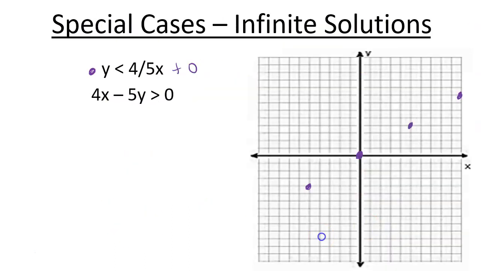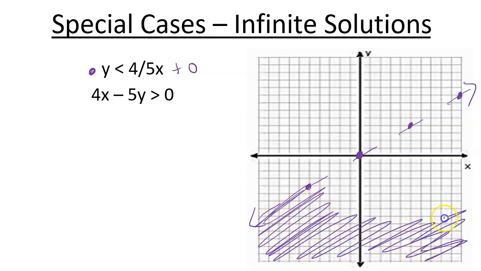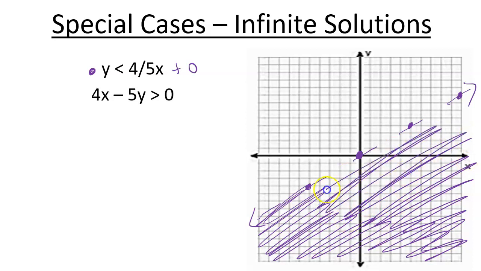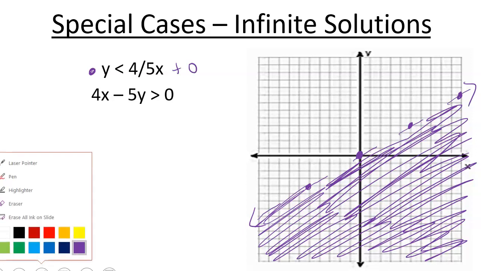Again, this is going to be dotted, or dashed, because it's not or equal to. There we go. And it's less than, so I'm going to shade below. There we go.